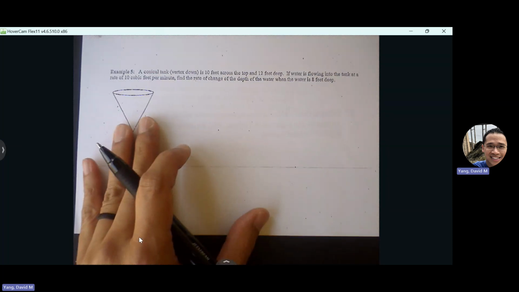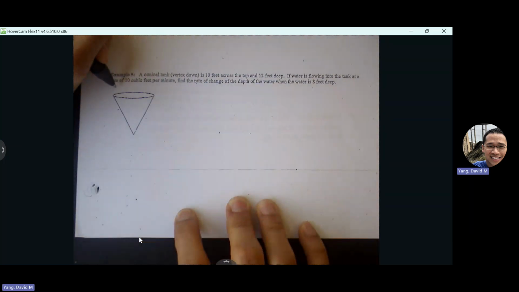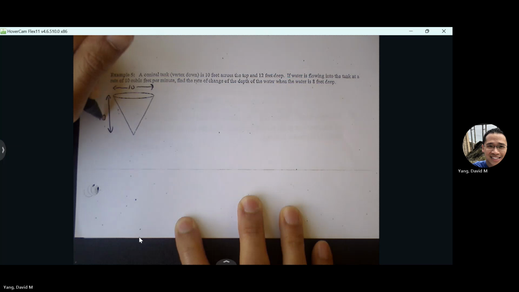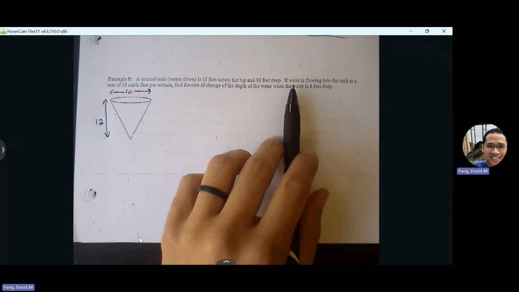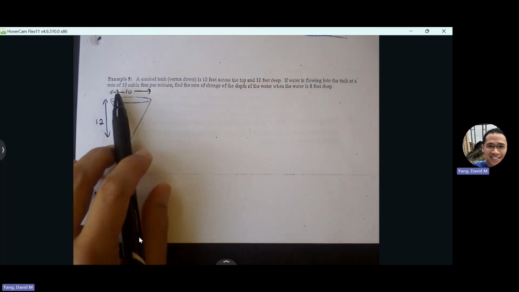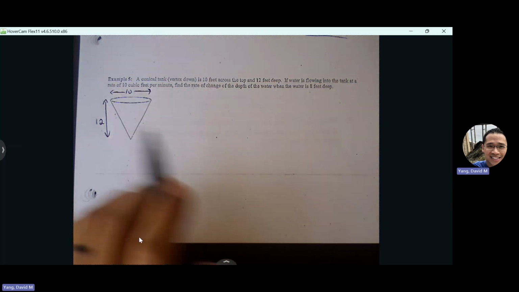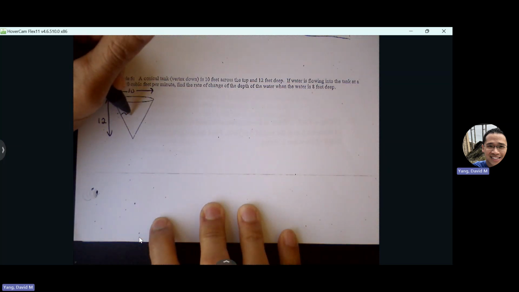Okay. All right, so we have a cone tank, vertex down, 10 feet across, 12 feet deep. I'm going to go ahead and label. If water is flowing into the tank at a rate of 10 cubic feet per minute, find the rate of change of the depth of water when the water is 8 feet deep. So there's water inside this cone tank.